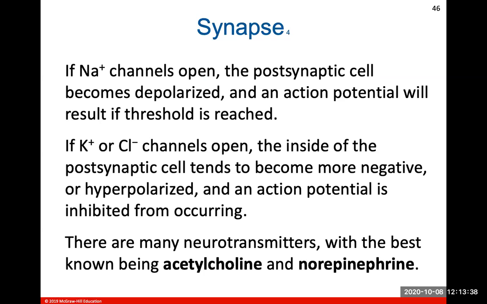If sodium channels are open, the postsynaptic cell will depolarize and an action potential will result if that threshold amount is reached. If potassium or chloride channels are open, the inside of the postsynaptic cell tends to become more negative, and that will create a hyperpolarization in that postsynaptic cell. So that will usually inhibit the action potential from occurring. A lot of the most common known neurotransmitters are acetylcholine and norepinephrine. Acetylcholine is usually the neurotransmitter involved in neuromuscular junctions.